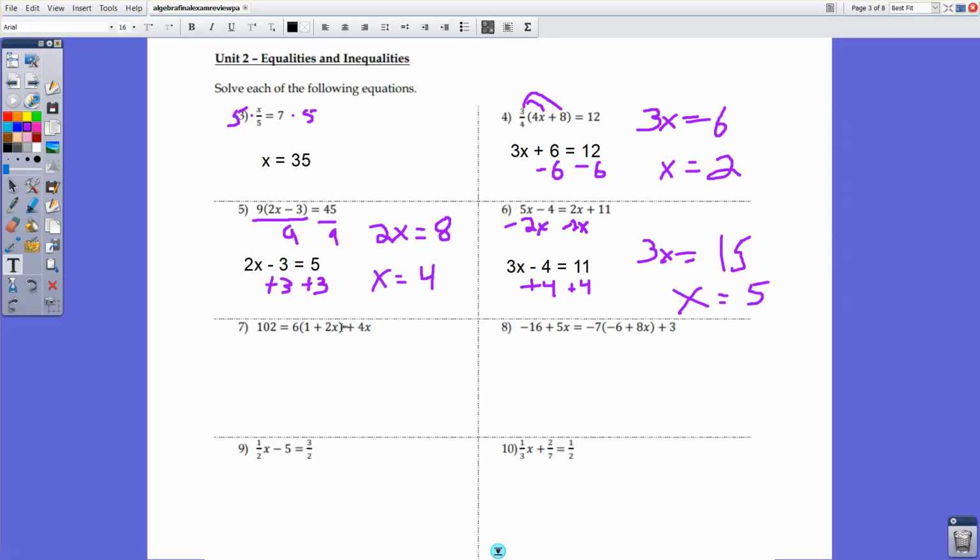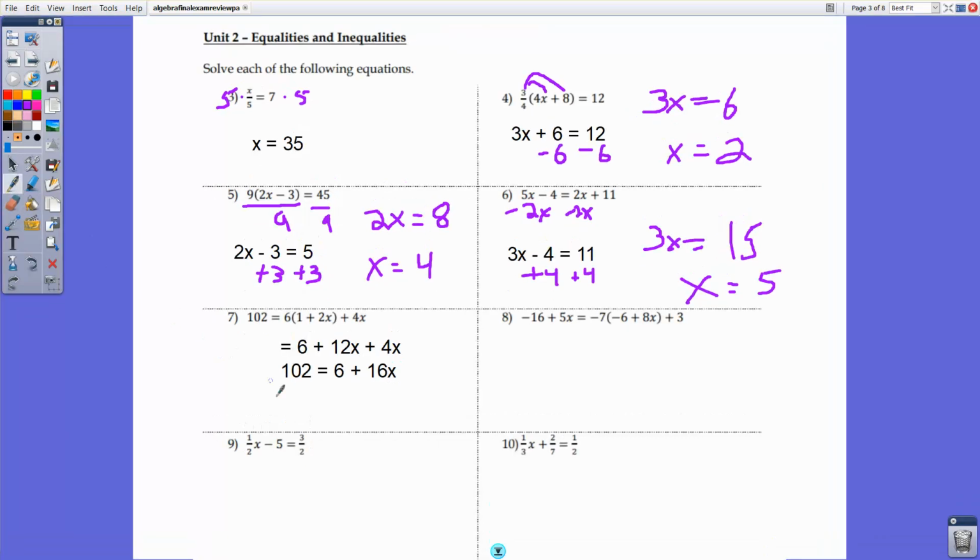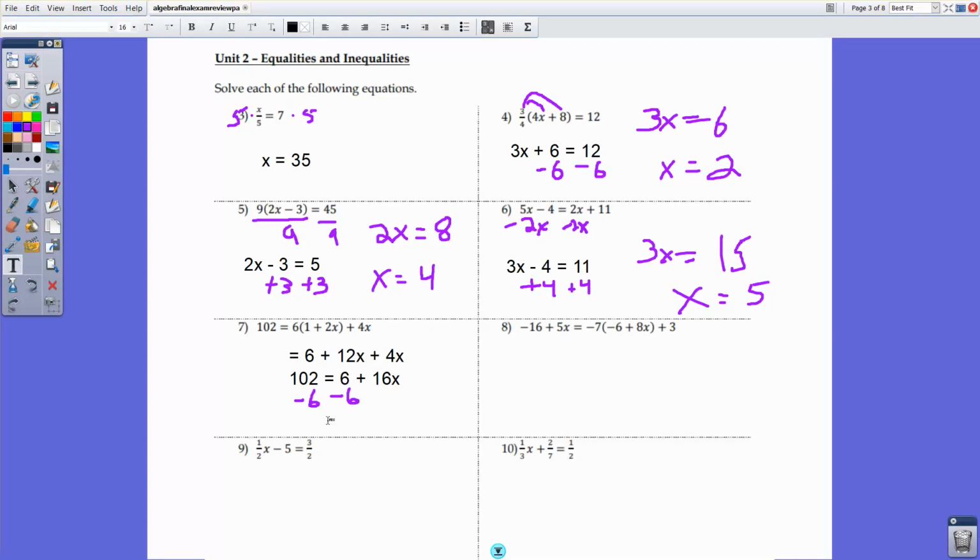We can't divide that off because I'd have to divide 4x by 6, and that just makes things a little harder for me. So I'm going to distribute the 6 first on the right side. I'll leave the 102 alone for now. That is equal to 6 plus 12x plus 4x. And then if I combine my x's, that's 6 plus 16x. And what does that equal? It equals 102. So now, to solve this particular equation, I'm going to have to subtract 6 first and then divide by 16. So 6 goes away from here, and then I'm going to have 16x equals 96.